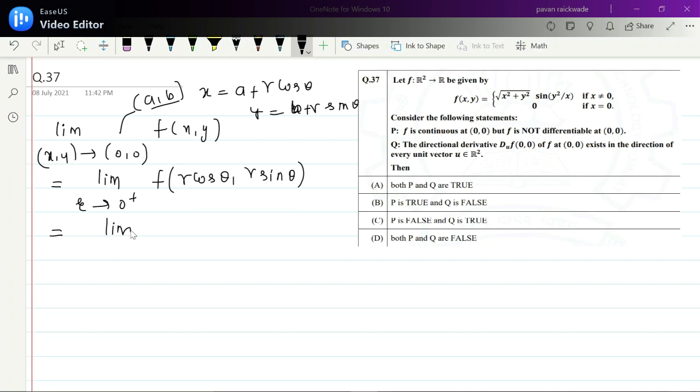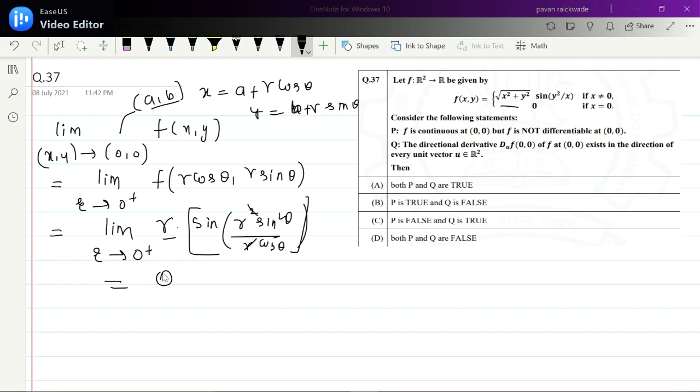What is this limit? The limit as r goes to 0 from the positive side. This quantity will be r, the square root of r squared, times sine of y squared by x, which is r squared sine squared theta upon r cos theta. And you know this is bounded and this goes to 0, so the overall limit goes to 0. So the limit of the function as (x,y) goes to (0,0) is 0, which is the same as the value of the function at (0,0). So the function is continuous at (0,0), right?